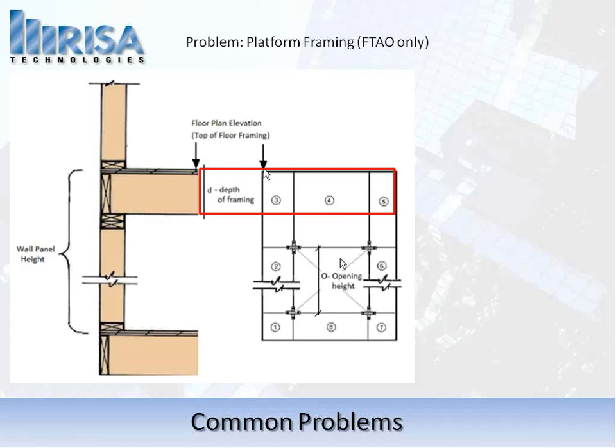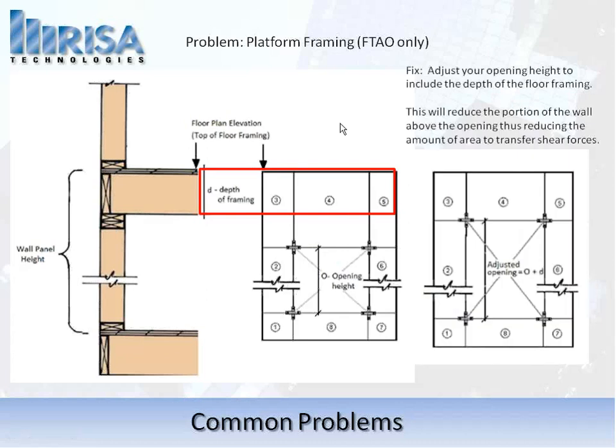In particular, block number 4, we're assuming it to be real thick and deep, okay? And that means that it can take a lot of shear. But if half of it, or more than half of it, is actually the platform framing portion of it, and really you only have that lower portion of it available to carry that shear, you could have a failure because you didn't really anticipate that. So you have that much less of an area to carry that shear load. So what I would describe as a solution for that would be to adjust your opening height to include the depth of the floor framing.